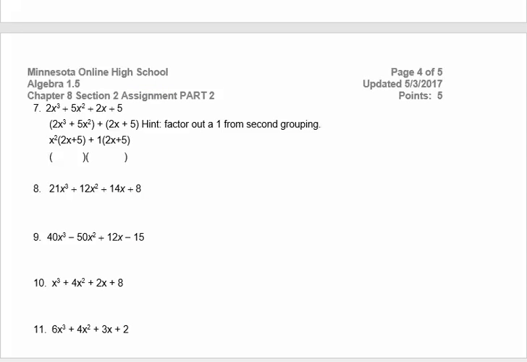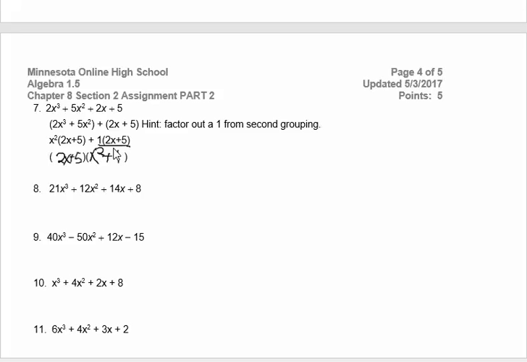So let's look at number 7. Then what's common is the 2x plus 5. You put that in your first parentheses. And in your second parentheses, you write what's left after you factor that out. There's only a 1 common in this second grouping. So we just put a 1 there, not a 0.